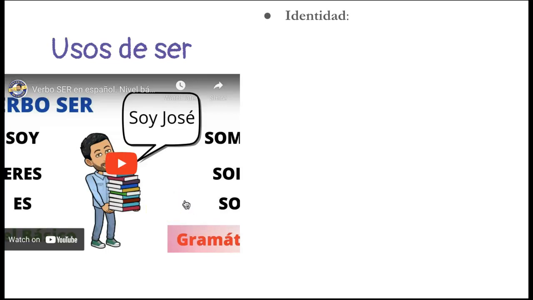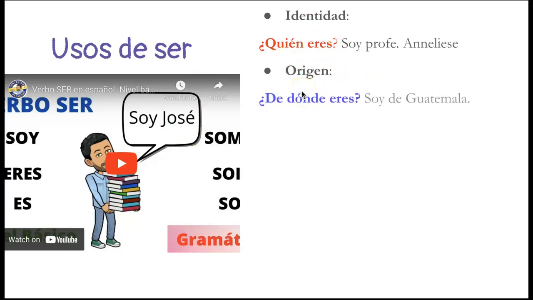So we use ser for identity, to show identity. For example, ¿quién eres? ¿Quién means who. Eres, tú eres. ¿Quién eres tú? Who are you? Soy profe Annelise, right? I am profe Annelise. Origin, origen, to show your origin. ¿De dónde eres? Where are you from? Notice that you have to put ¿de dónde eres? Soy de Guatemala. Soy de. I am from Guatemala.